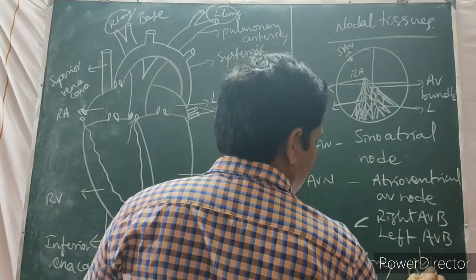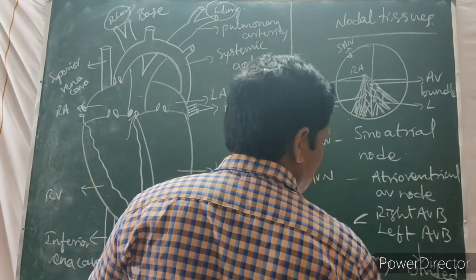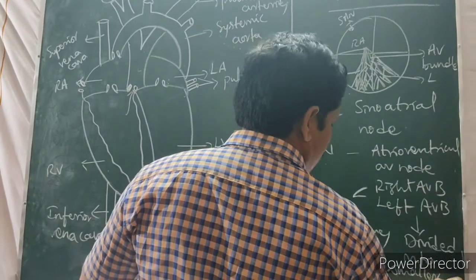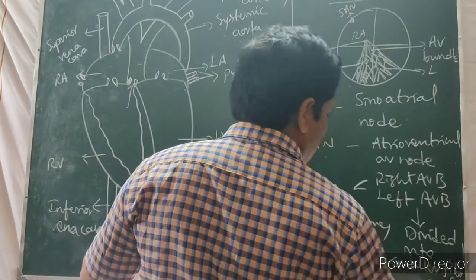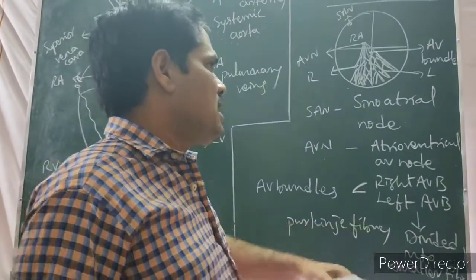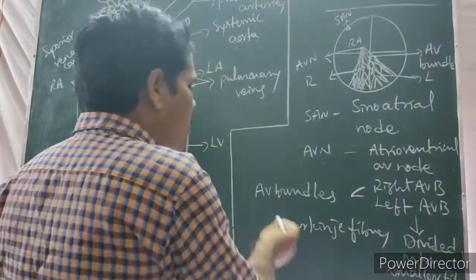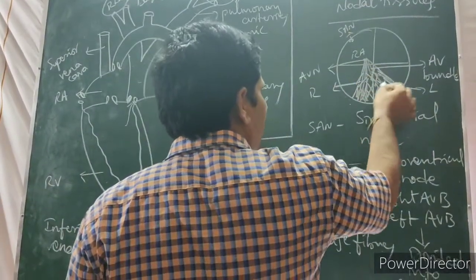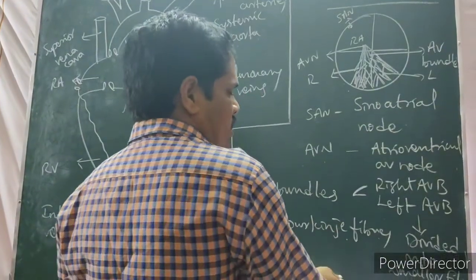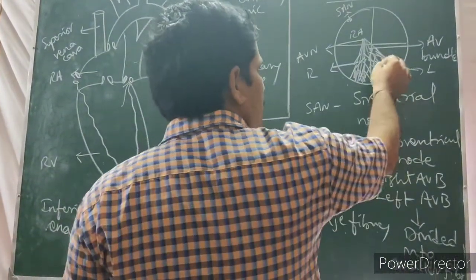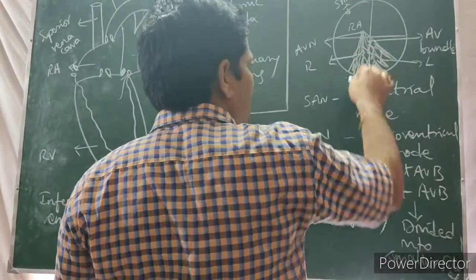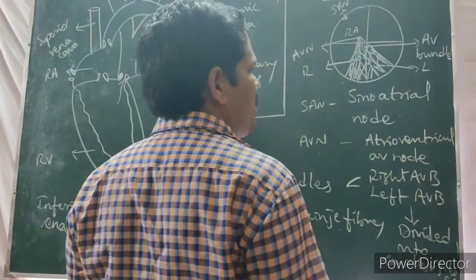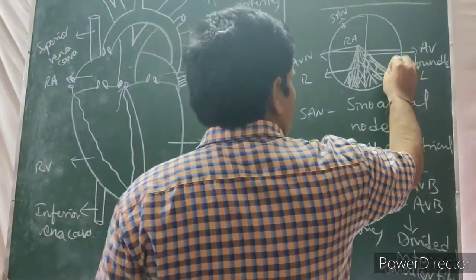They are formed when the right and left AV bundles are divided into smaller fibers. Those are the Purkinje fibers. Where are they present? In the right and left ventricles. On these Purkinje fibers, papillary muscles are there, on the inner wall of the ventricle.